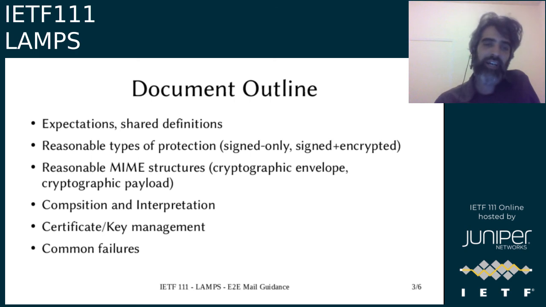So this is the outline of the document. If you've read the draft already, this is no surprise. We start off with expectations about what the user agent's goals are, and some shared definitions. We talk about what are reasonable types of protection. We say signed only, encrypted, and signed plus encrypted is really it. We are not in this draft encouraging encrypted only, but unsigned. The draft is opinionated about what are reasonable MIME structures. And it outlines how to think about nested cryptographic MIME layers.